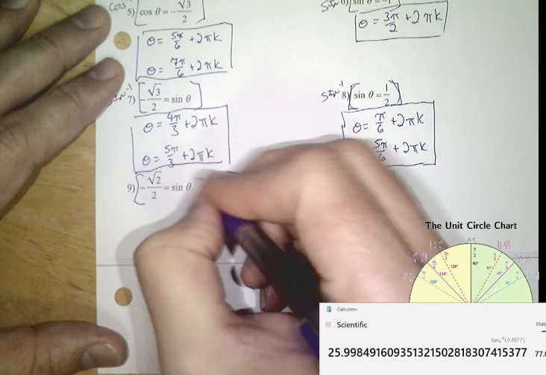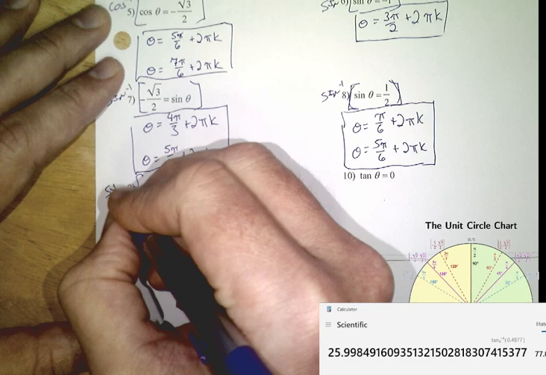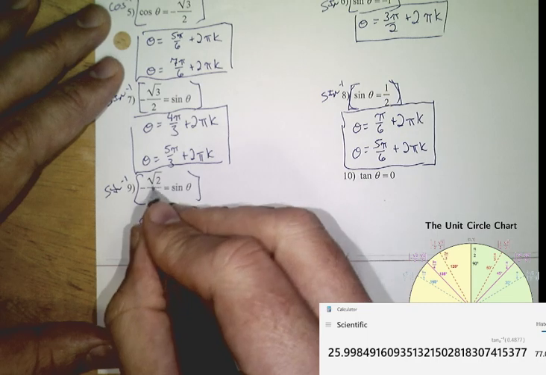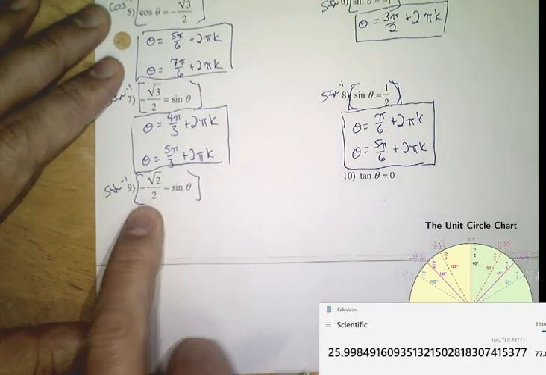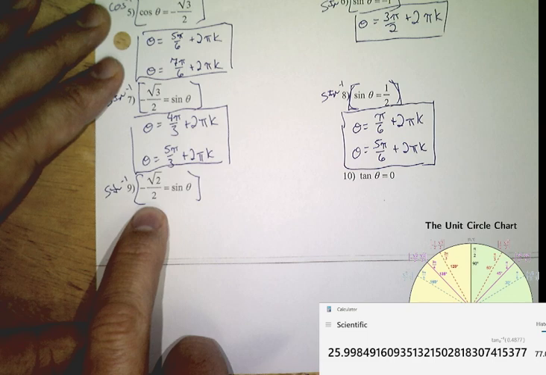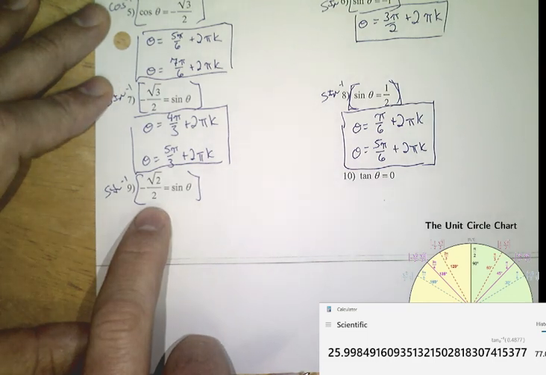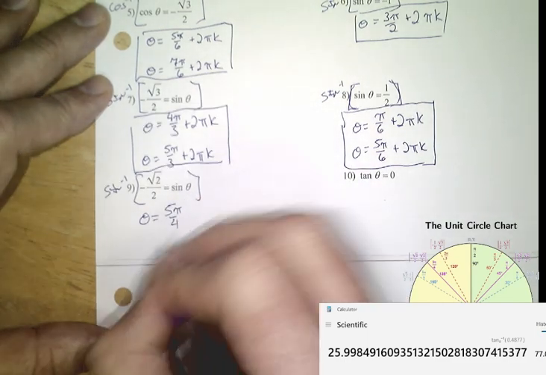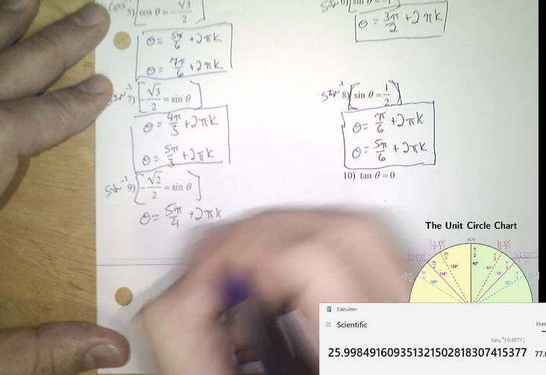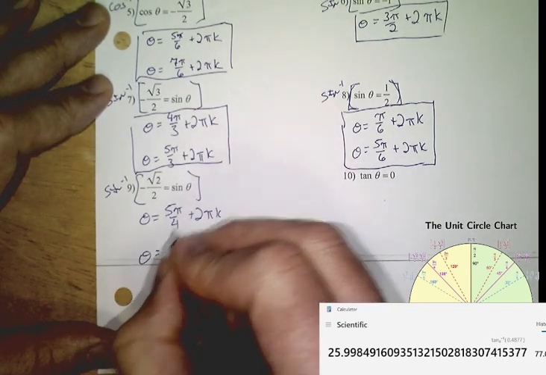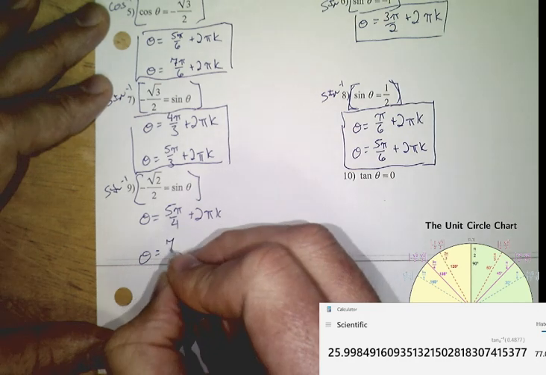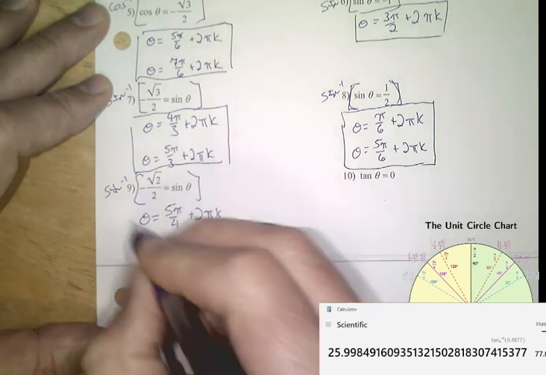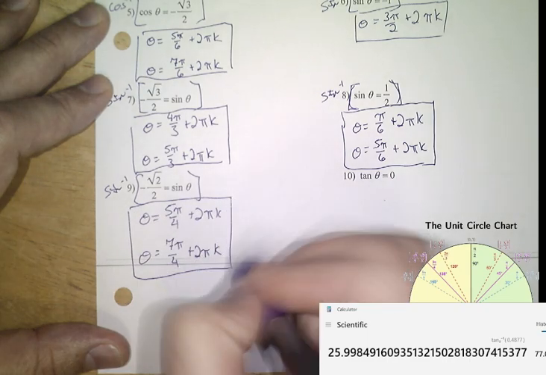Number 9 works essentially the same way. Take the inverse sine of both sides, and we get theta is equal to, what is it, -√2 over 2. So that's going to be quadrants 3 and 4 again. That's going to be 5 pi over 4 plus 2 pi k, and the one in quadrant 4 is going to be 7 pi over 4 plus 2 pi k. There we go.